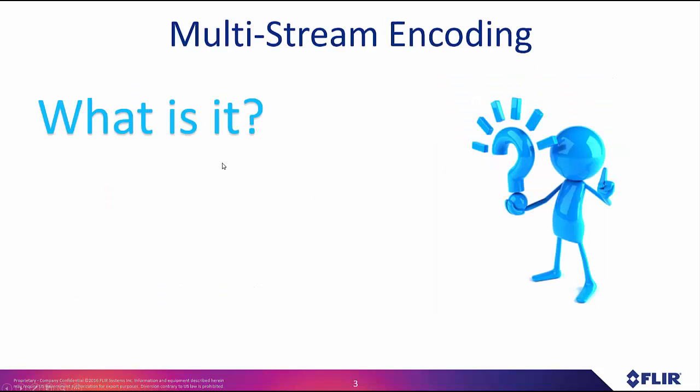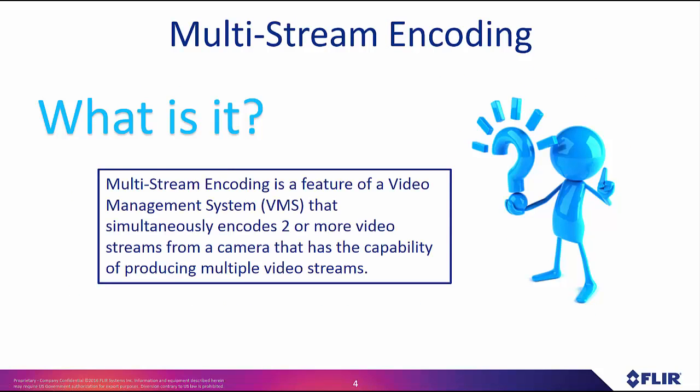So what is multi-stream encoding? Well, in a nutshell, it is basically the ability for the cameras. First of all, you've got to have that first. The VMS can utilize the extra streams that a camera can send, but the camera absolutely has to be able to multi-stream by itself. And most modern day cameras now have that capability.